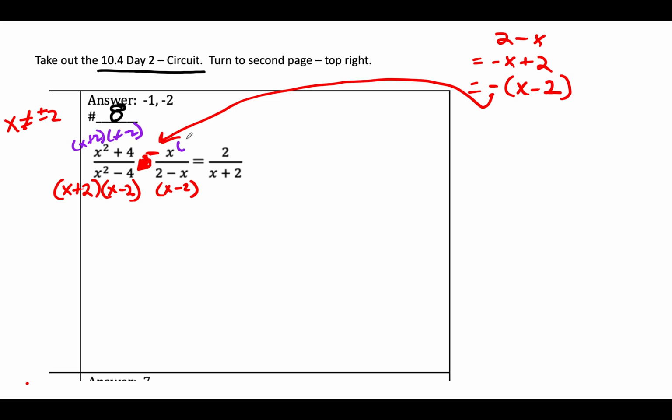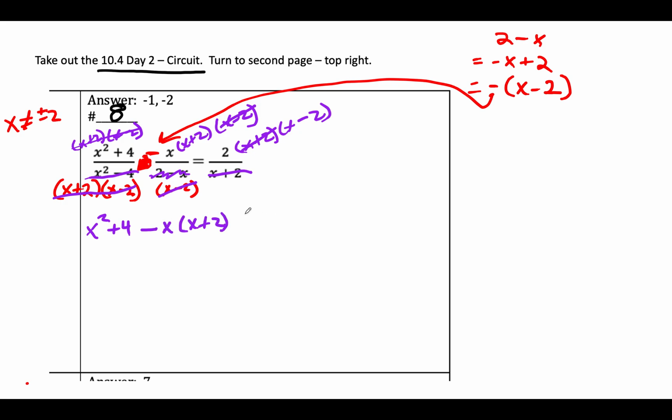I can multiply by x plus 2 and x minus 2. But I got to pay attention to that minus sign. x plus 2 and x minus 2. And now my canceling here is beautiful. This is all gone. The x minus 2's gone. The x minus 2's gone there, and we changed that, so that one's dead. And then this one's gone too. And what do I have? On the left over here, I have x squared plus 4. Watch out, minus x times x plus 2 equals 2 times x minus 2.